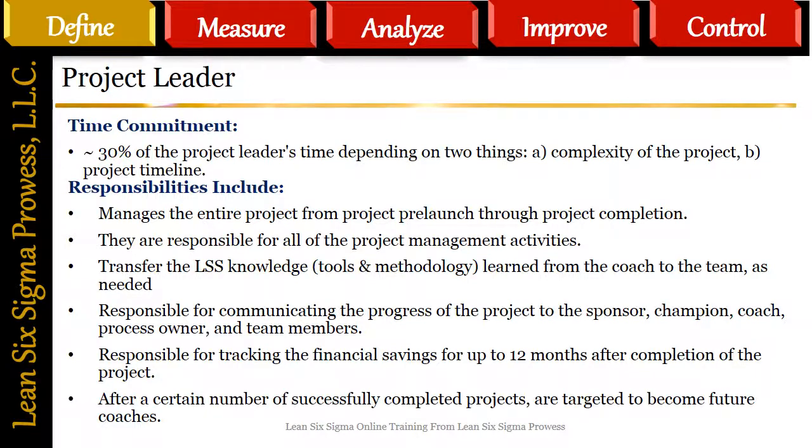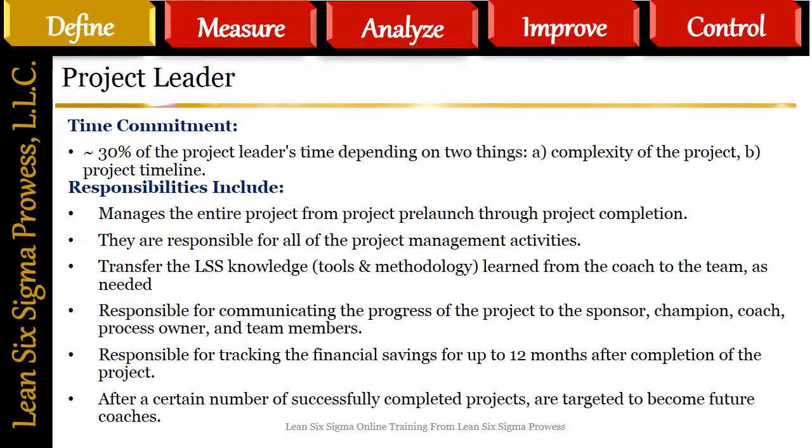Project leader. Time commitment. A Lean Six Sigma project takes up about 30% of the project leader's time depending on two things: A. Complexity of the project, and B. Project timeline. Responsibilities include: manages the entire project from project pre-launch through completion of the project. After the project is completed, the responsibility of the new process is turned over to the process owner.